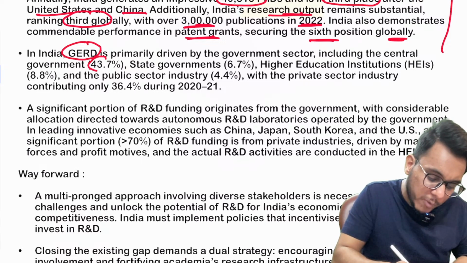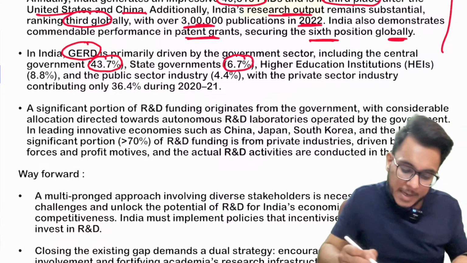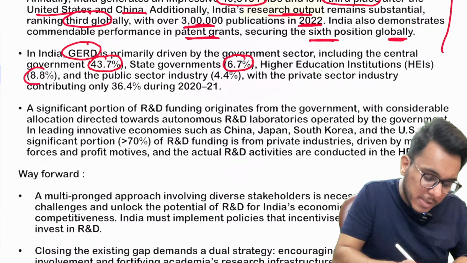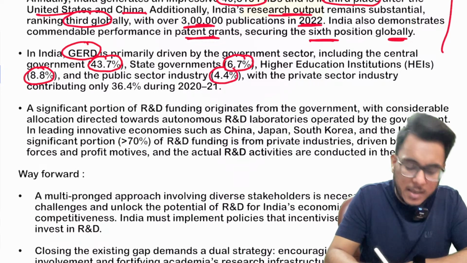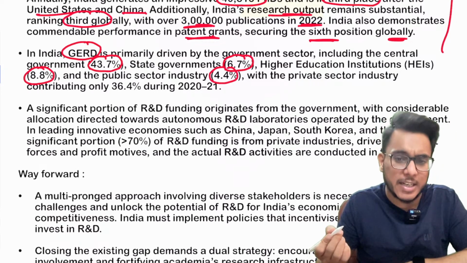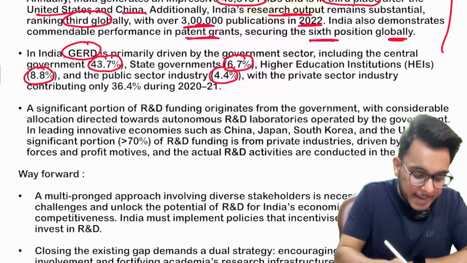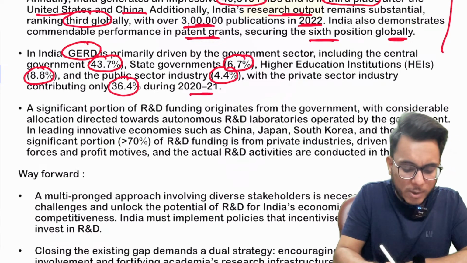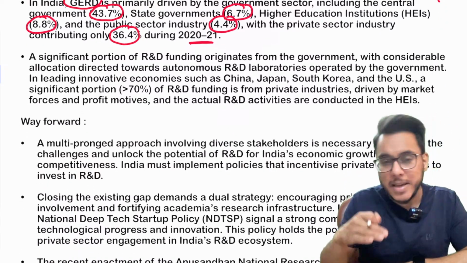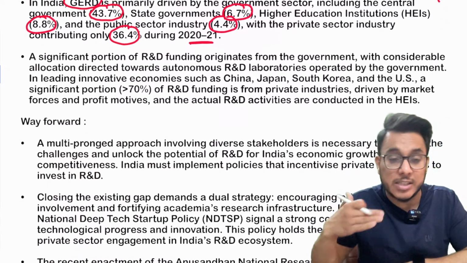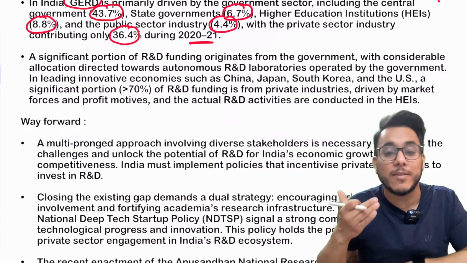Central government contributes 43.7% in R&D. State governments contribute 6.7%. Higher educational institutions contribute 8.8%. And the public sector units, public sector industry, contribute 4.4%. How much is the private sector contributing in R&D? Just 36.4% in 21-22, which is very much less. If you compare private sector contribution in developed countries, they are contributing around 70% in R&D. In India, the private sector is contributing way less.